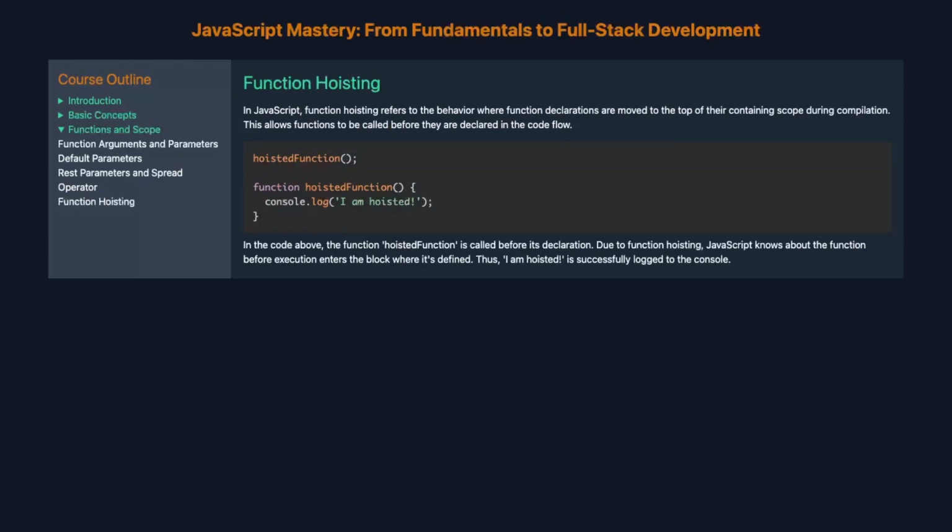Function hoisting. In JavaScript, function hoisting refers to the behavior where function declarations are moved to the top of their containing scope during compilation.